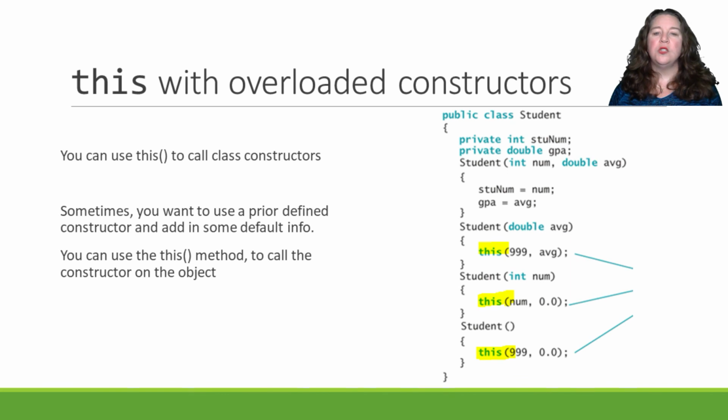The final one is where you don't pass anything. This is the default student. I don't know his number. I don't know his GPA. So I'm going to pass 999 as his number, 0.0 is his GPA, and it goes back up to that original constructor that we built.